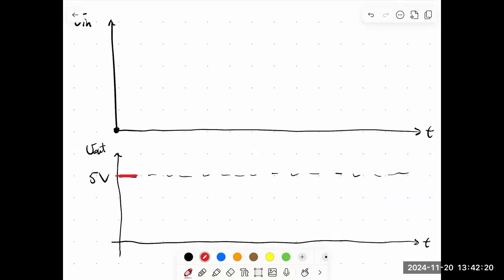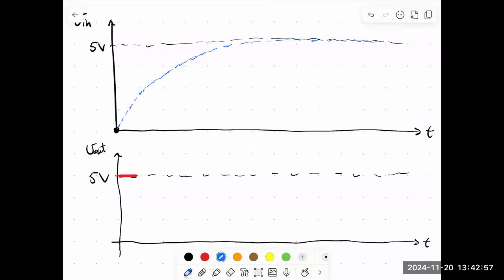Let me indicate 5 volts over here as well. So here's my 5 volt line. We know how capacitors charge. They do this kind of asymptotic approach to their equilibrium voltage. And so I'm going to draw that as a dashed line. So a charging capacitor charges something like this. The rate that it approaches this equilibrium is determined by the RC time constant.